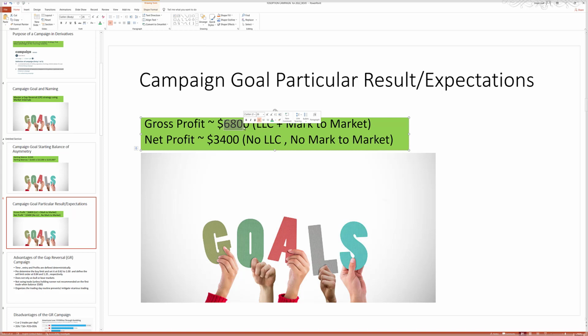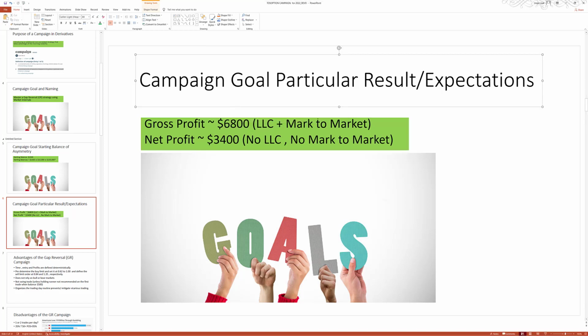And that's the strategy. So with 6,800, you'll have 5,300 to work with, or if the gross profit actually ends up becoming 6,800, that means you have 6,800 plus your initial 1,500. You should be at around 8,300.